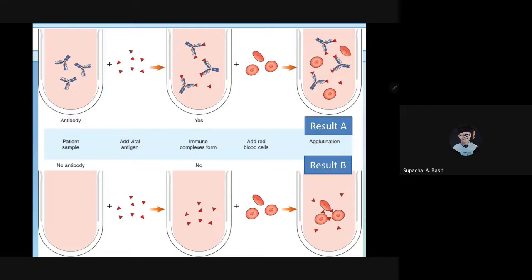So you can also use agglutination inhibition for viral antigen, for viruses, okay? So what is the agglutination inhibition for viruses? We call it viral hemagglutination inhibition.